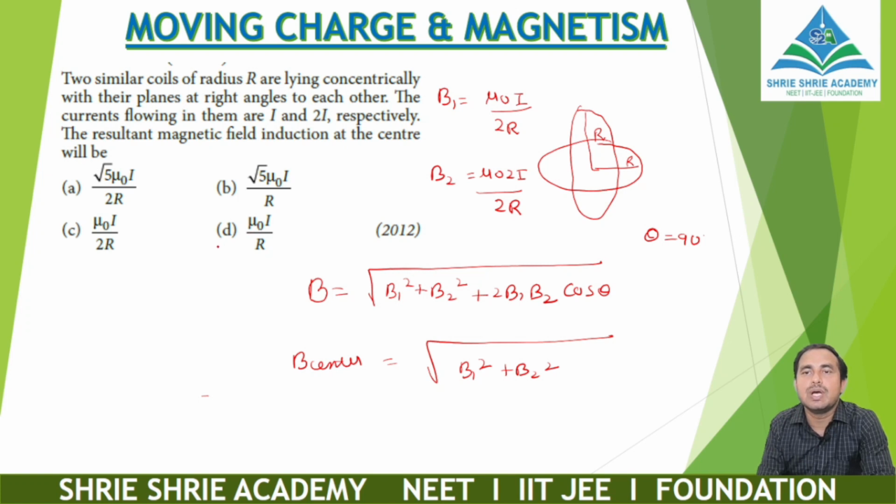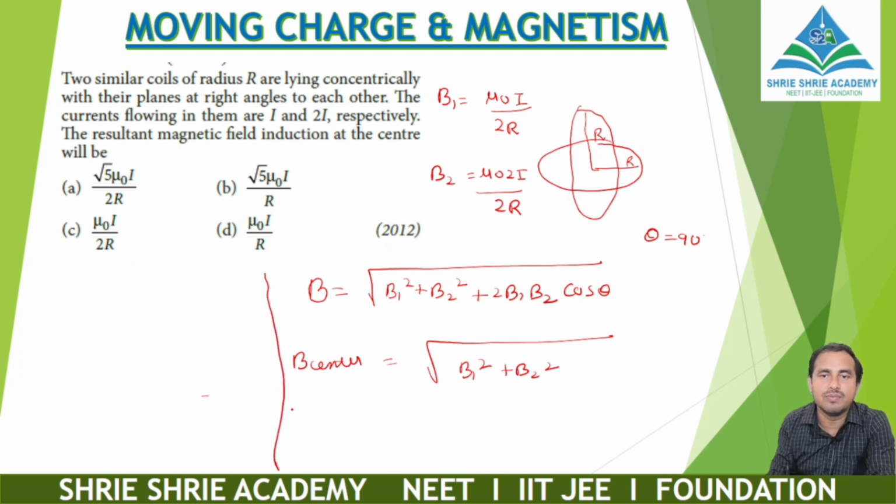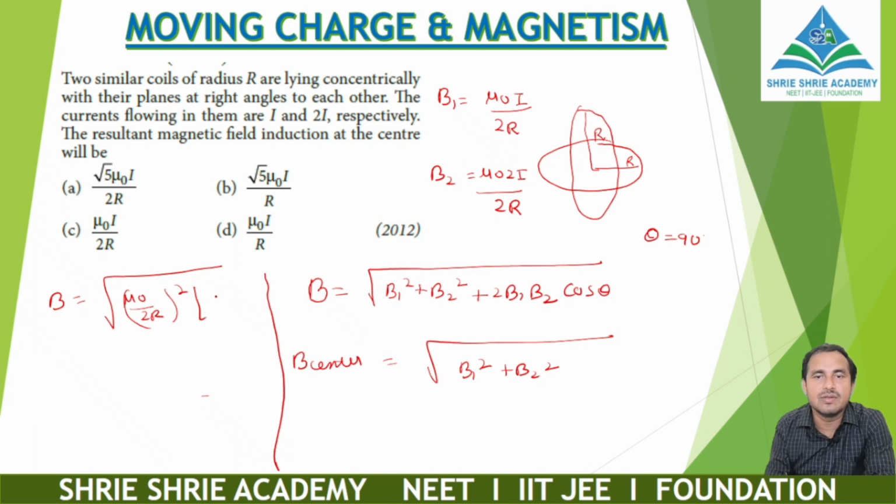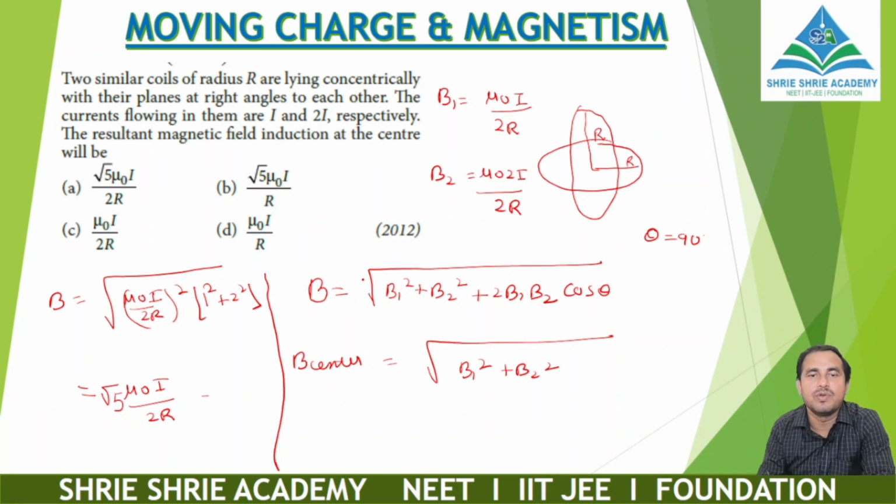Right. So actually you have B1 square and B2 square to do, right? So you will be writing here the total magnetic field B is equal to, if you square it, everything you can take common, like mu naught by 2r whole square, in the bracket left out is your I, also you can take common. So this is 1 square plus 2 square. So here mu naught I by 2r you will write as it is, and 1 square is 1, 2 square is 4, you get root 5. Root 5 mu naught I by 2r, the first option.